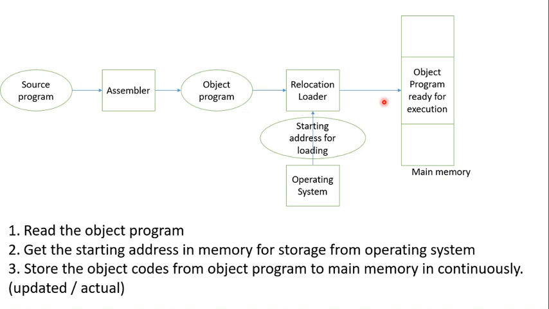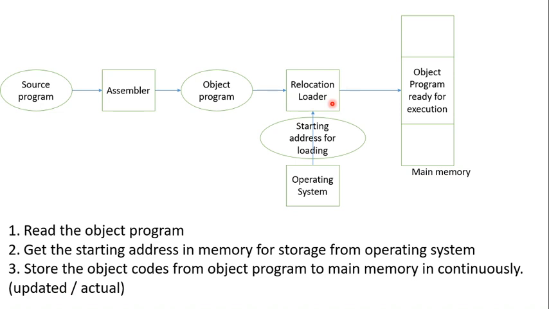If the target address in the object codes will vary, then you need to update that object code and load it to the main memory. If the target address doesn't vary, then you will be loading the actual object code itself into the main memory. That kind of updation will also be taken care of by the relocation loader itself.